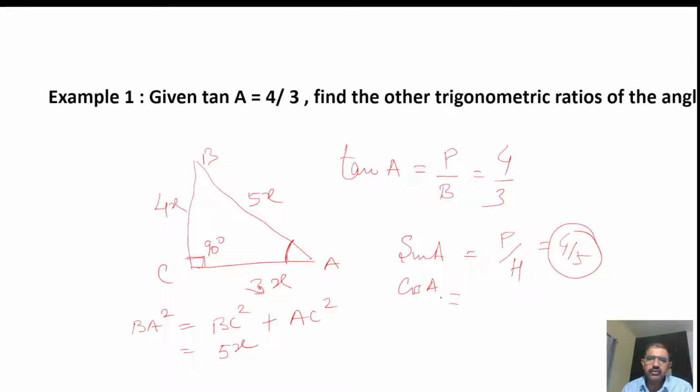Similarly, I can find cos A. Cos A is base upon hypotenuse. The base is basically AC and the hypotenuse is BA, so I can put the base as 3x and the hypotenuse as 5x. Its value will be 3 by 5. Like that, we can find the trigonometric ratios.